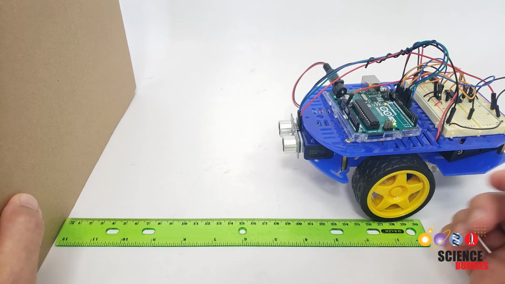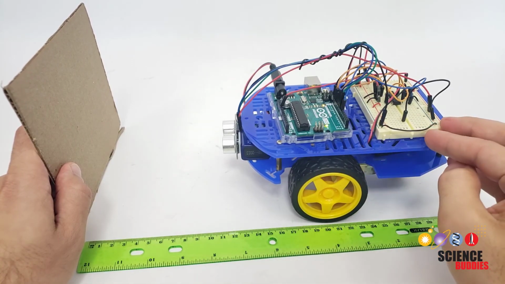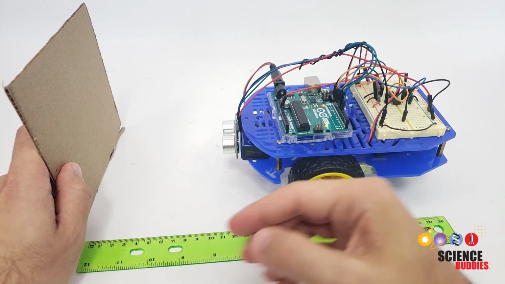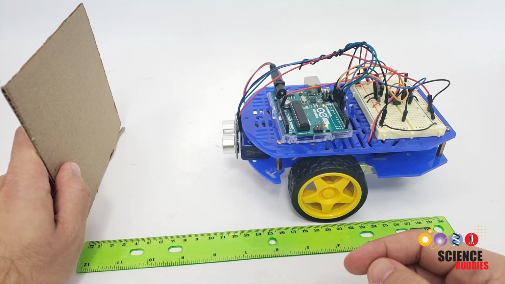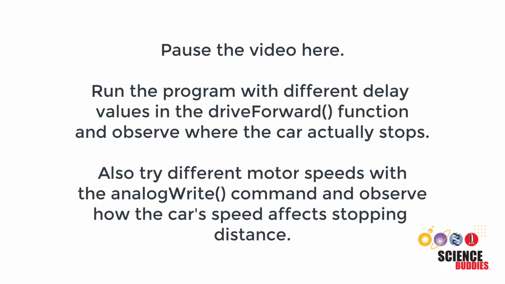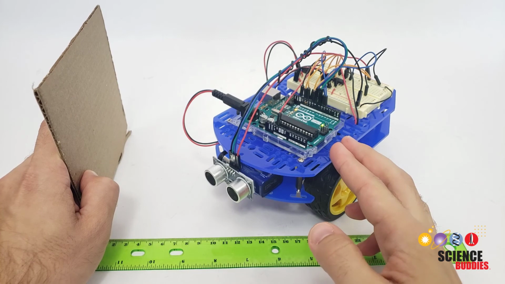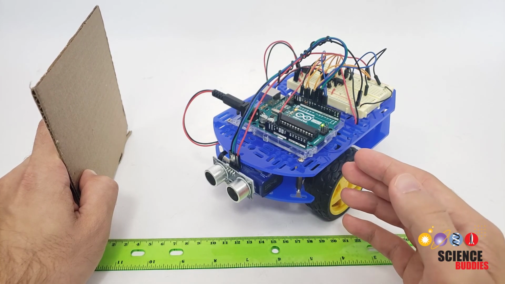car. Now it's your turn to try this out. Run the program on your physical car and experiment with different delay values and different speeds for the motors. This will let you investigate where the car actually stops when it encounters an obstacle. This is also a good place to start thinking about your car, the environment it will be driving around in, and how you want to program its behavior.